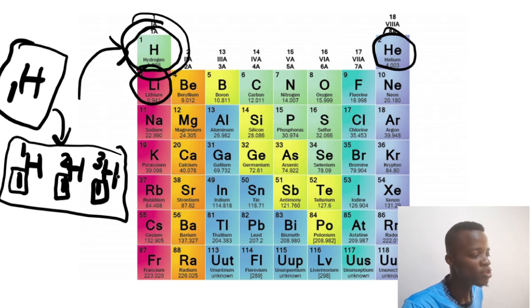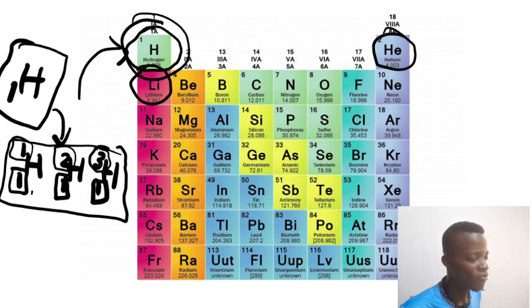So isotopes are atoms of the same element, of the same family, having the same proton number. Having the same atomic number. Atomic number is the proton number, but different mass numbers, which is the A here at the top. Why? Because they have different neutron numbers.